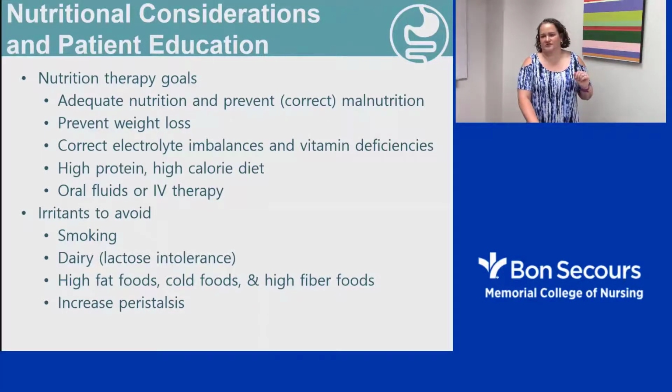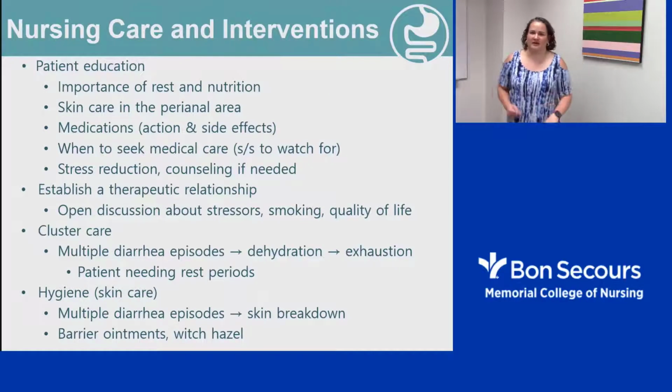Increased peristalsis, we don't want to do that. So don't, for instance, give them a medication like Reglan, which is going to potentiate peristalsis. So making sure you're looking at avoiding things that are going to increase that motility. Rest and nutrition, skin care to the perianal area, things such as barrier ointments and witch hazel, which is actually further down on this slide. The next slide, we're going to talk about medications, action and side effects.